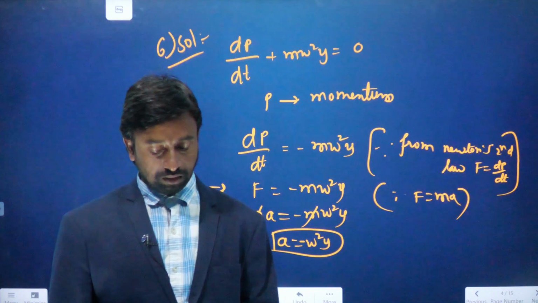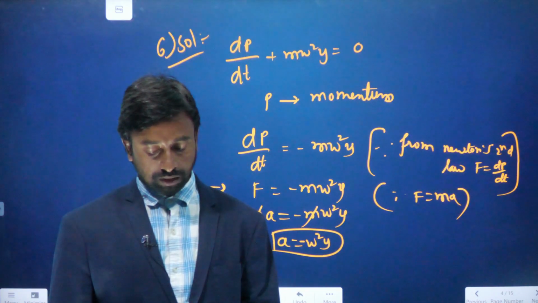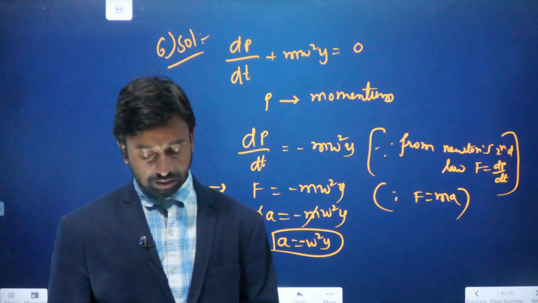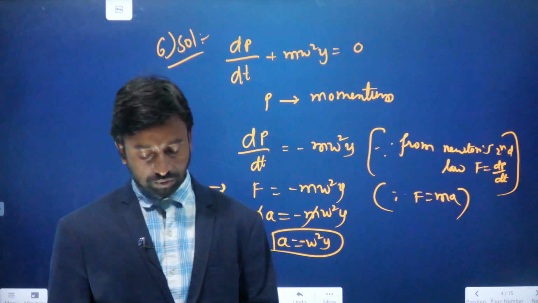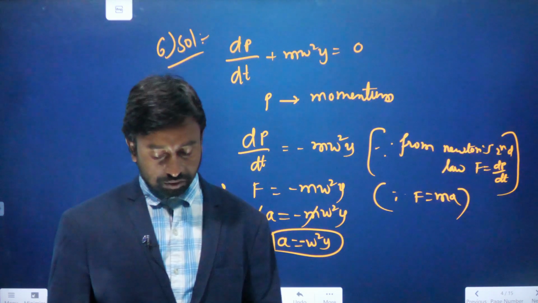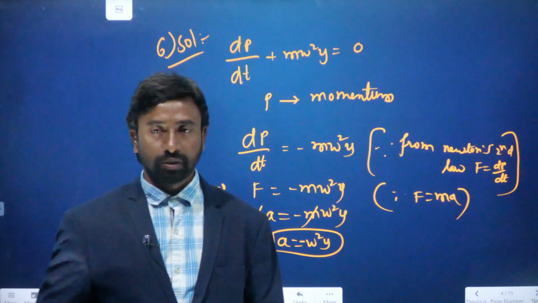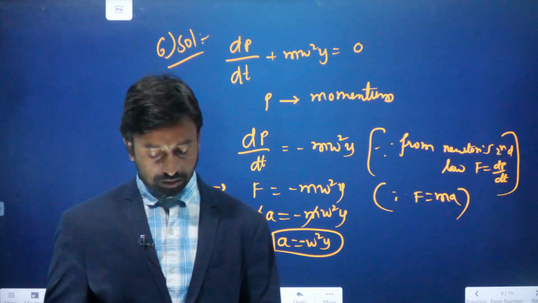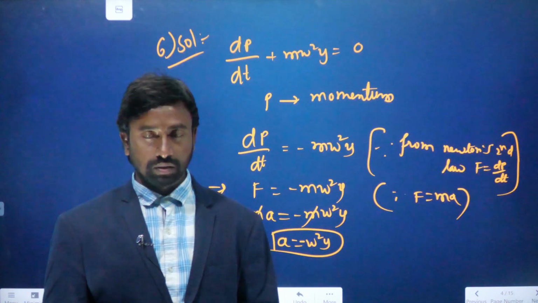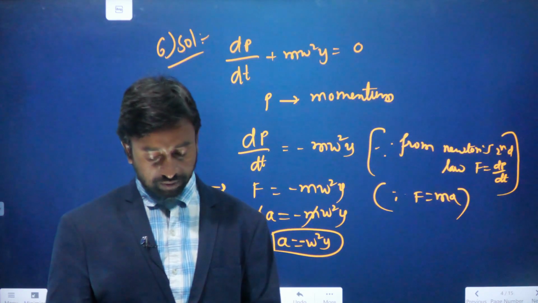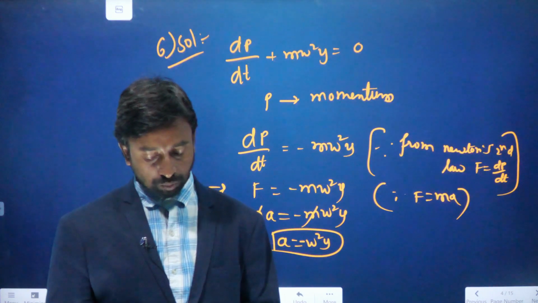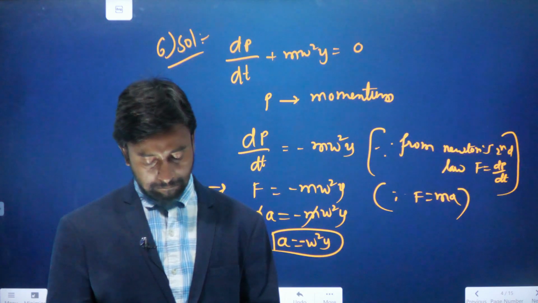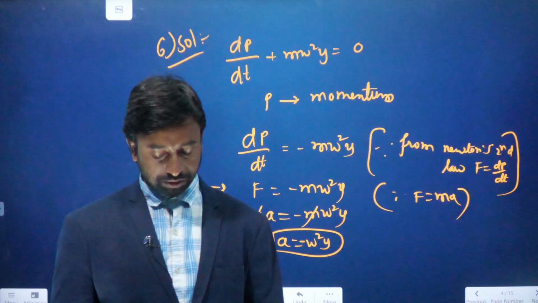Ninth one, a system executing SHM must possess: inertia only, restoring force only, or both restoring force and inertia. So we can say both restoring force and inertia. Due to the inertia, because it is in motion, it comes back to the motion again, and the restoring force also acts there. So we can say there is both restoring force and inertia. The 10th question is an incomplete question.